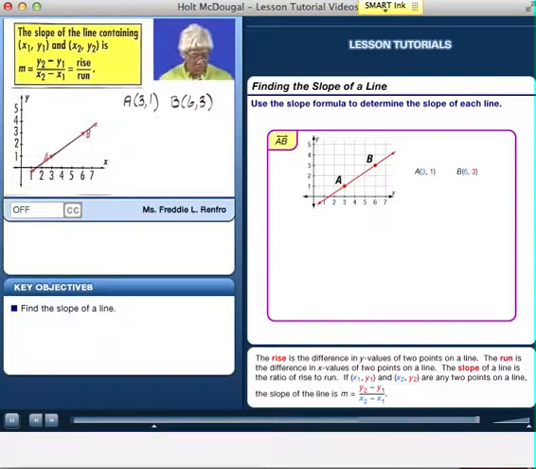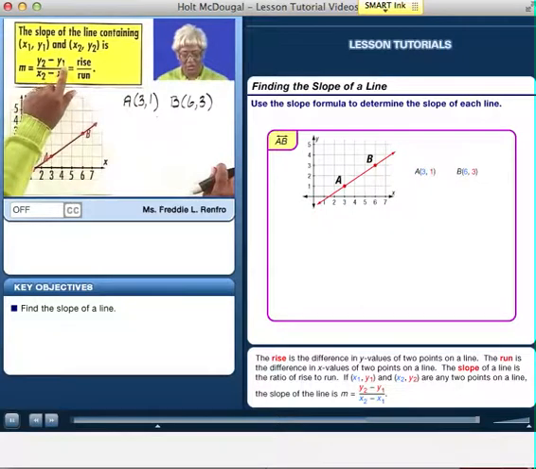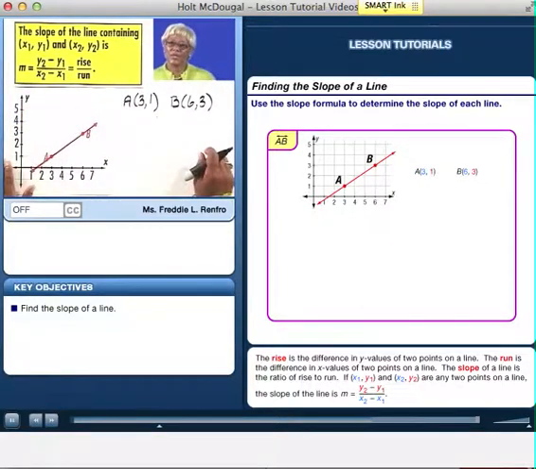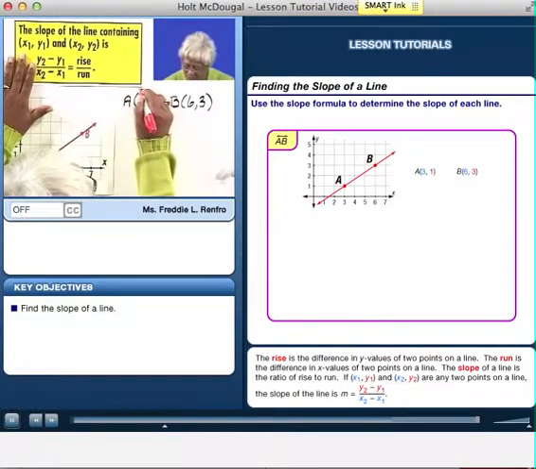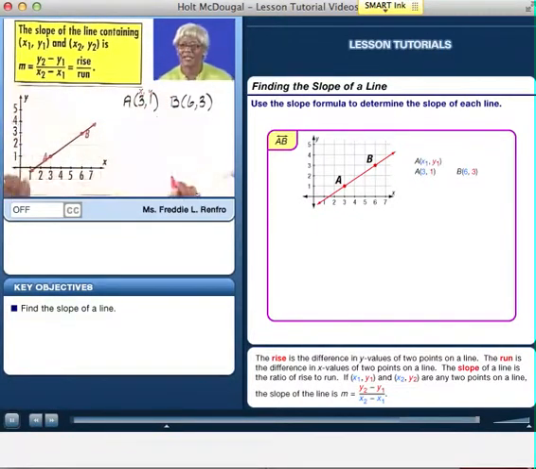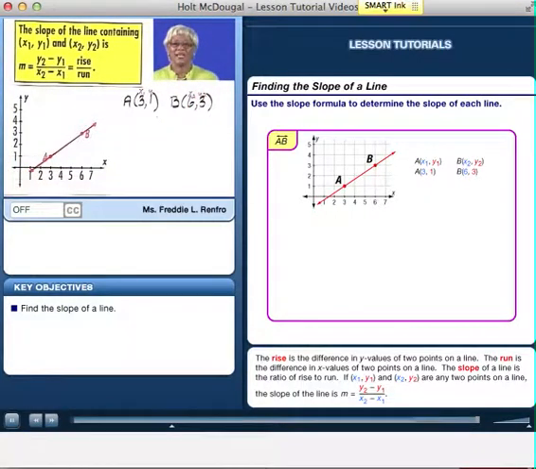All right. Using this slope formula, y2 minus y1, I want to first indicate which is x1. Let's call this x1, y1. And let's call the second ordered pair x2, y2. Now let's substitute.